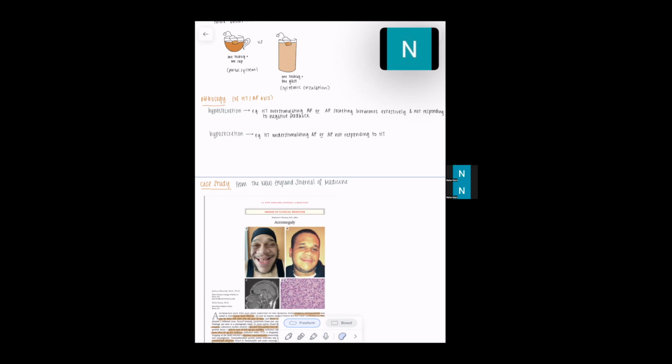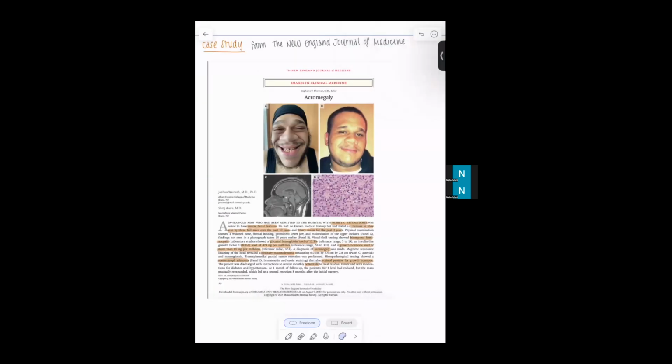So now I want to take a look at a case study that will really help synthesize all of what we talked about today, and hopefully you'll get to see how the importance of the hypothalamus and anterior pituitary axis is exemplified through the pathology that we'll see today. So let's read through this whole thing together, a sentence at a time. The first sentence says, a 34-year-old man who has been admitted to the hospital with diabetic ketoacidosis was noted to have coarse facial features.